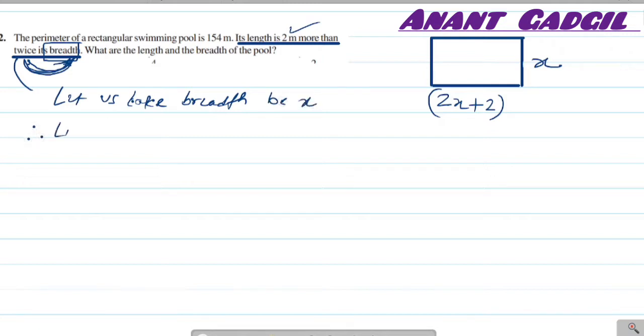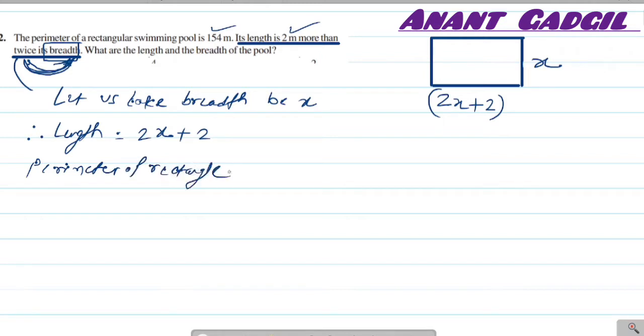So therefore what will be the length then? Length is 2 times of breadth and plus 2 more. And now what to do? They have given us the perimeter. So then use the formula of perimeter of rectangle. No? So perimeter of rectangle.